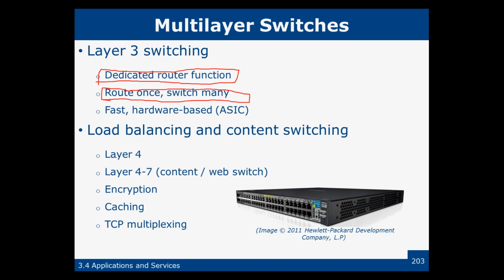And we have content switches that work at layer 4 through layer 7: encryption, caching, TCP multiplexing. They keep coming up with more and more of these devices to make the networks faster and faster, and that's what allows us to do the things that we're doing. That's what's going to get us to the Internet of Things.